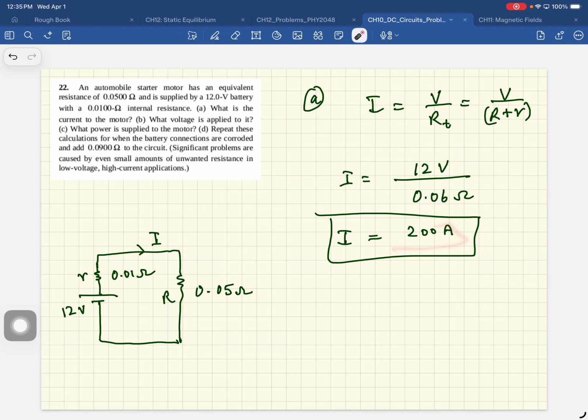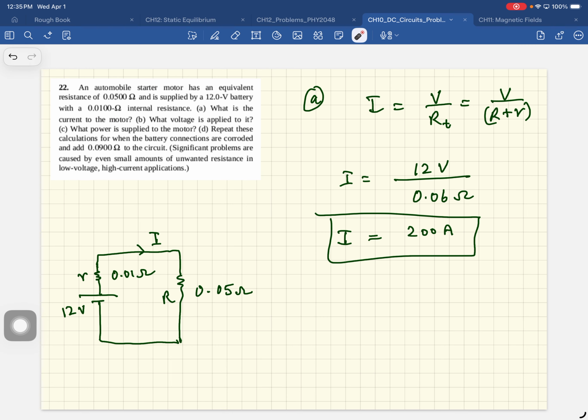So anyway, for your washing machines and stuff like that, you're using 20 to 30 amps. So this is 10 times more current than in the washing machines.